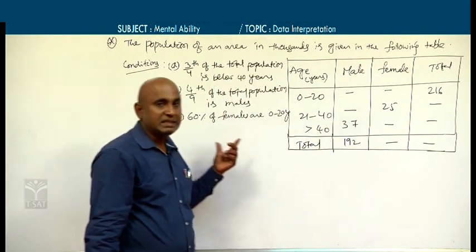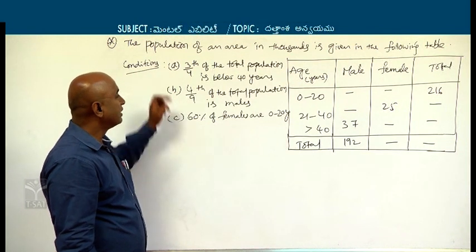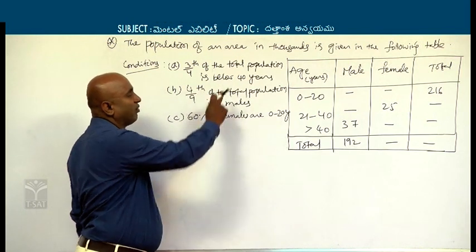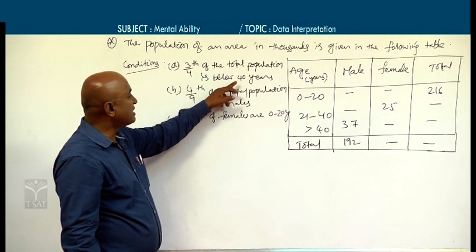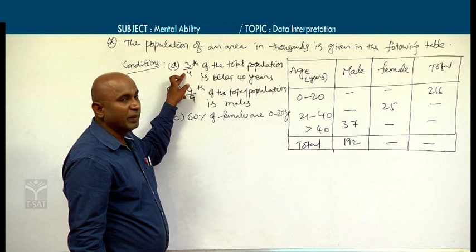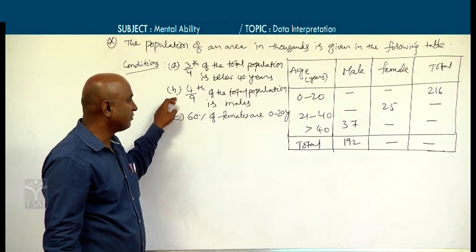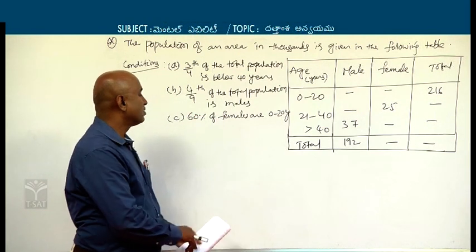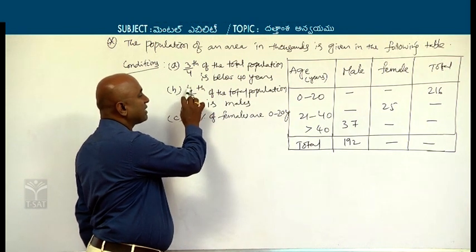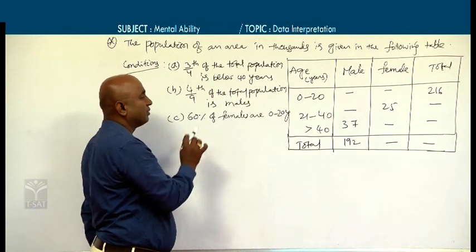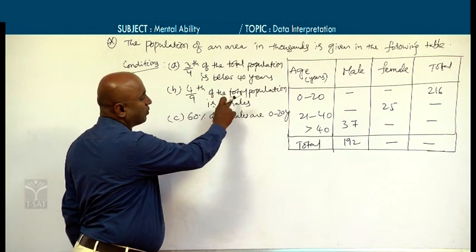Some conditions are also given with respect to this population. The first condition: 3/4 of the total population is below 40 years. 4/9 of the total population is males. So if the total population is 9 parts, then out of 9 parts, 4 parts belong to the male population.